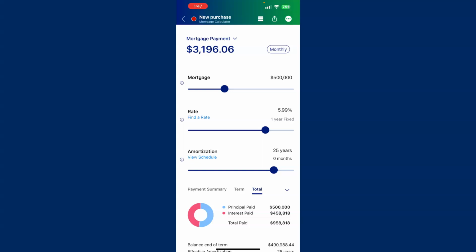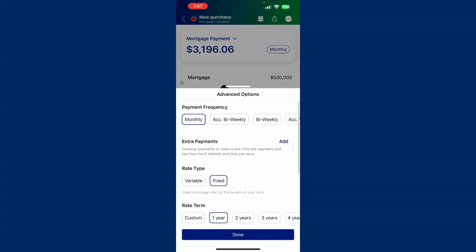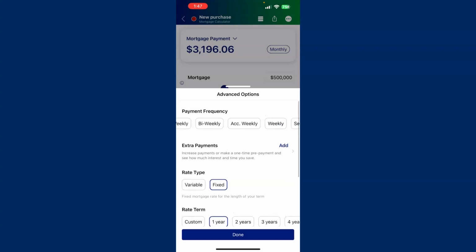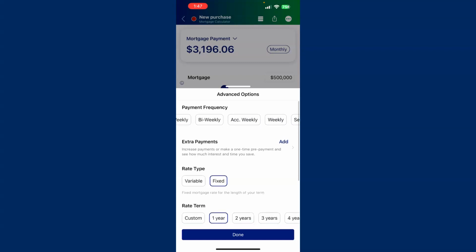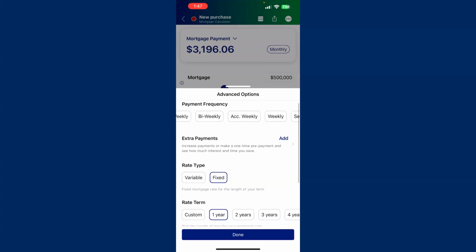Where you see monthly, you can click on the word monthly and you can then come up with some of the advanced options. You can choose the frequency, which is monthly, amortized, bi-weekly, weekly, that means 4 times a month. My fingers are dry, I'm on a phone as well.